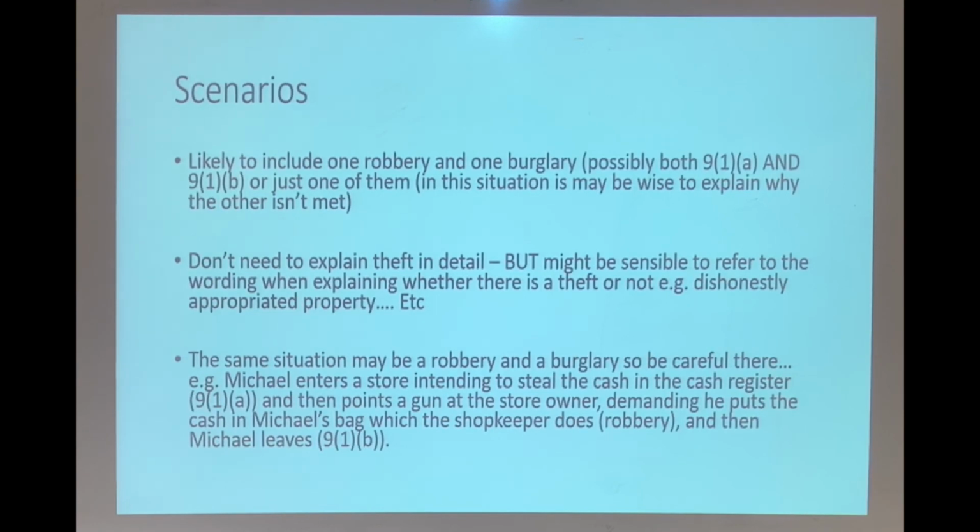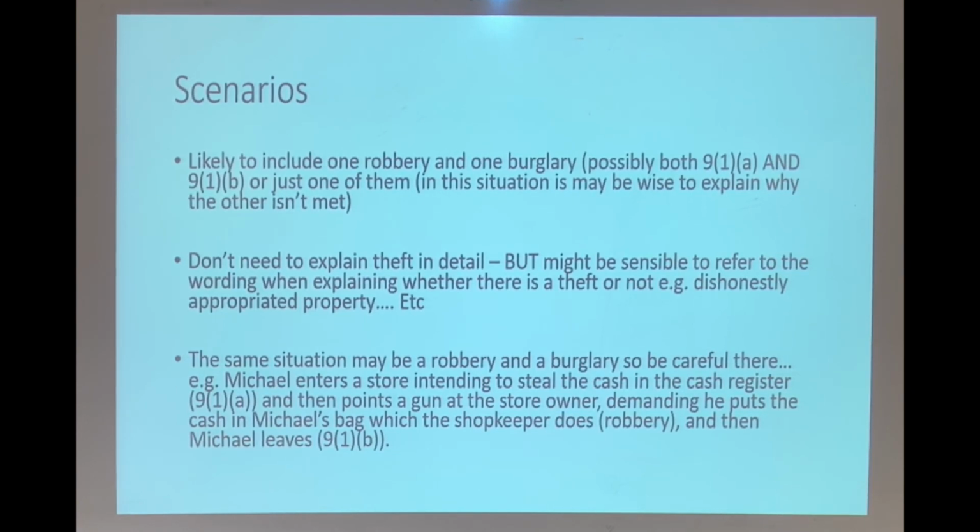In terms of a scenario, quite often you could get a scenario that includes one robbery and one burglary, although that's not for certain. And possibly it could be a 9(1)A and a 9(1)B, or just one of them, although it would always be wise to explain why the other one wasn't met. Obviously, with robbery, you're looking for some sort of use of force to distinguish that one. I certainly wouldn't explain theft in detail. It might be sensible to refer to the wording, so, for instance, dishonesty, appropriating property belonging to another with intention to permanently deprive, etc. But you certainly wouldn't go through it in depth, unless the question demanded it, which it most likely wouldn't. And the same situation may be a robbery and a burglary, so just be aware of that as well.